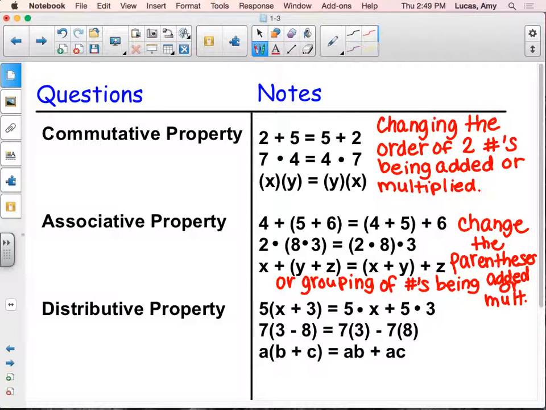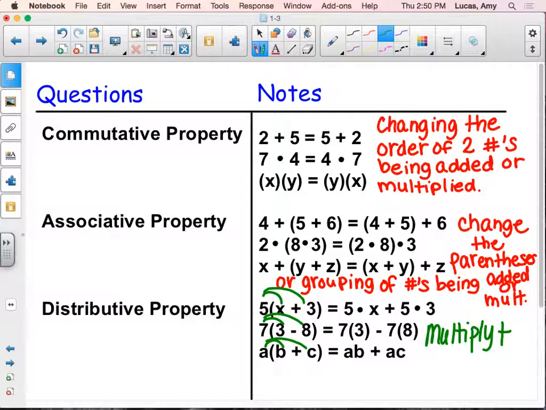So basically what you're doing with the distributive property is you're distributing the multiplication over the addition or subtraction in the parentheses. So you're taking the number outside of the parentheses, whether it's in front of the parentheses or behind the parentheses, it doesn't matter. You're distributing it to everything inside the parentheses. And distributing means multiplying it. So distribute or multiply the number outside times everything inside the parentheses.